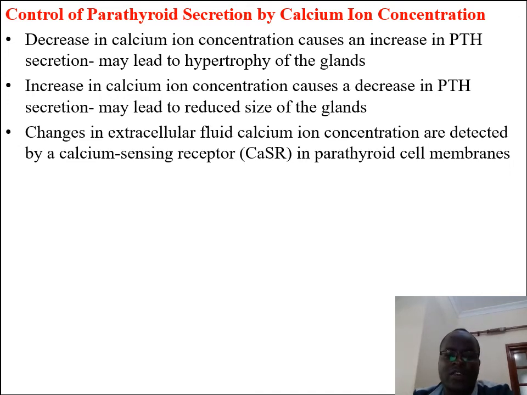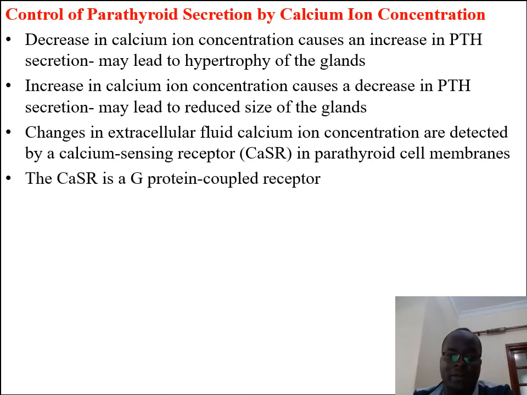Changes in extracellular fluid calcium ion concentration are detected by calcium sensing receptors in the parathyroid cell membrane. In the parathyroid cell membrane, we have calcium sensing receptors, or calcium sensitive receptors. These are receptors that are sensitive to calcium. They are G protein coupled receptors. Once they are activated, they can regulate the secretion of parathyroid hormone, of which I'll explain the mechanism.